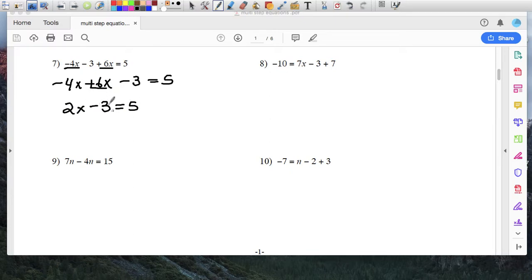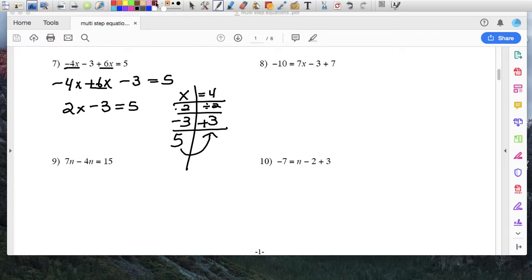So now this becomes a very simple two-step equation. Variable x multiplied by 2 minus 3 equals 5. So going backwards, I'm going to do plus 3 and then divide by 2. Can I do this in my head? 5 plus 3 is 8, and 8 divided by 2 is 4, so x equals 4.